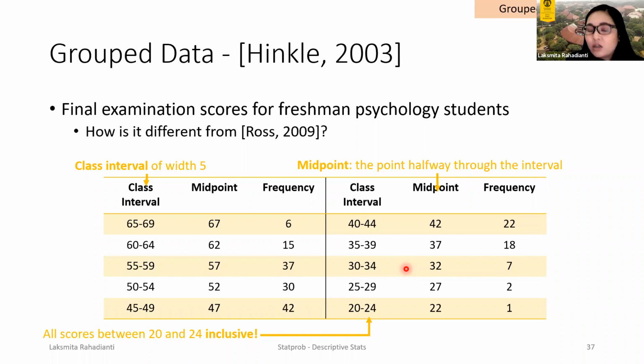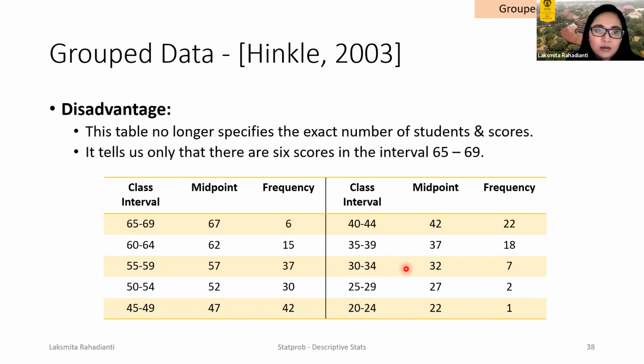But if we were to have continuous data, then we would need to change our class interval to include the commas behind the number. The disadvantages of this type of grouping is that we no longer know the exact number of students and scores. It only gives us how many scores are in a certain interval.